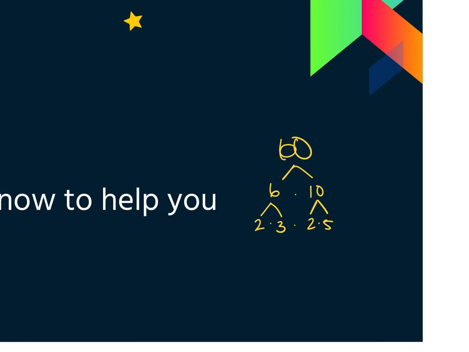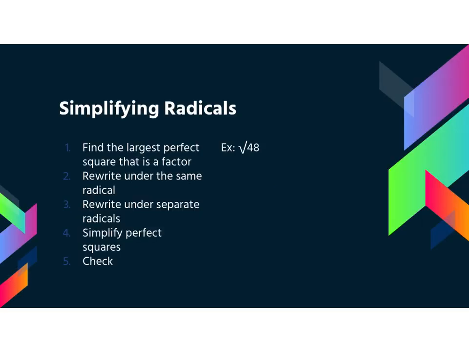This is going to help us today with simplifying radicals, because I'm going to look at pairs of factors. So here we have 2 and 2. Those are pairs of factors. This tells me that 60 is divisible by 2 squared, which is going to help us with our radicals. The first thing we need to do is find the largest perfect square that is a factor.